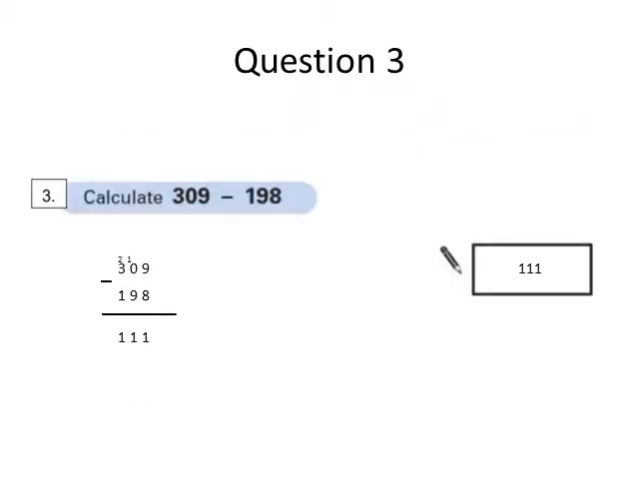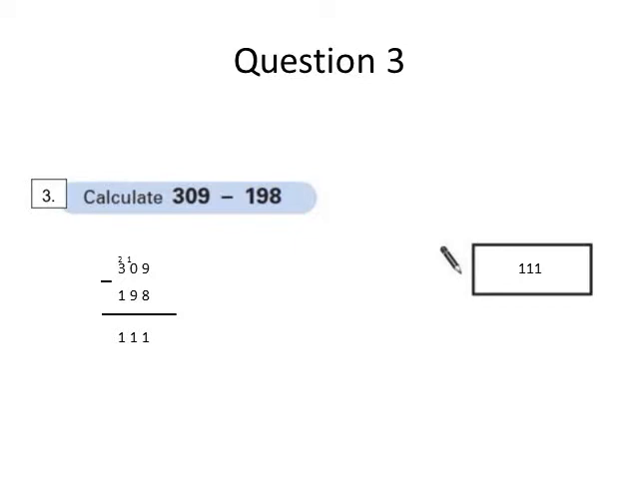Here in question number 3, he asked to calculate 309 minus 198. The first way is the mental way. I just needed to make it 9 minus 8. This is the units and the units. 9 minus 8 equals 1. And after that, 0 minus 9, I can't do that. So I have to take the 30 minus 19, which is 11. So the answer is 111.